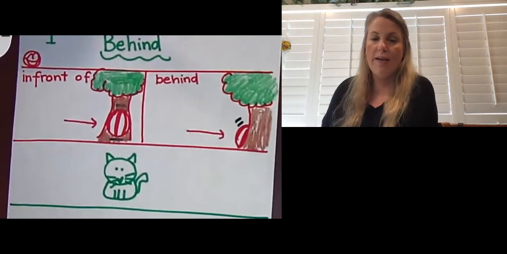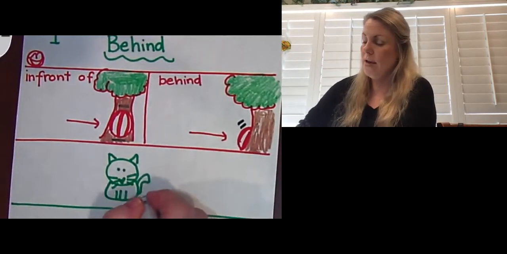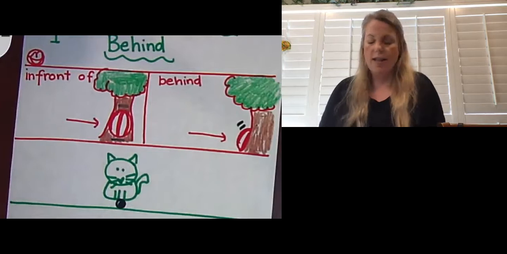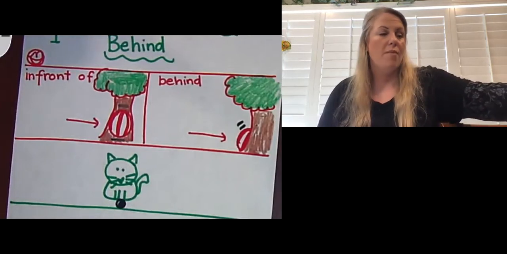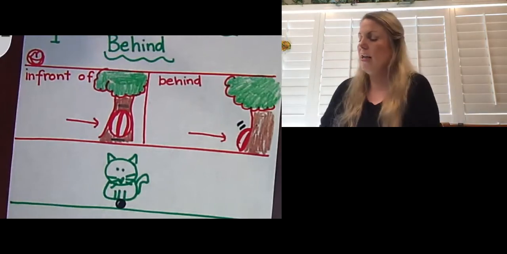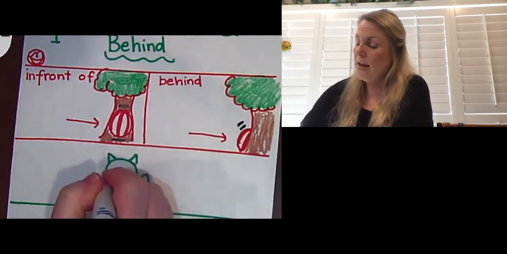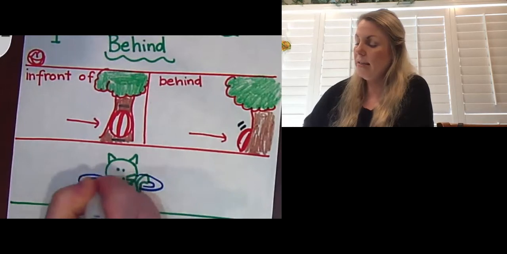So I have a little kitty cat and I want to draw a ball of yarn in front of the kitty cat. So I'm going to draw just a little tiny ball in front of. Then I'm going to do something behind. Behind the kitty cat, I am going to draw a mat that is behind the kitty cat. So he's not on it, but it's behind him.